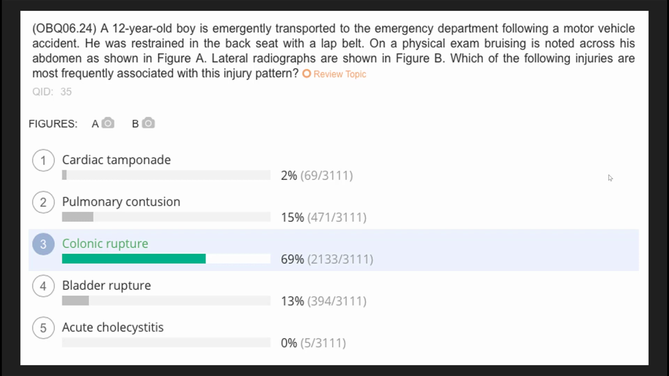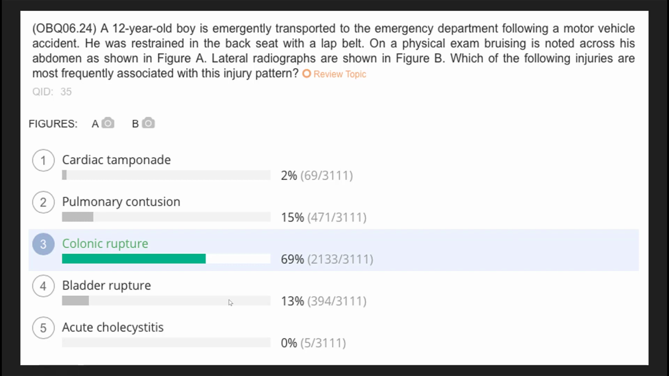Right. So going back to this question, you really want to worry about some sort of abdominal visceral injury, like a colonic rupture. Cardiac tamponade is not likely in this scenario. It's a little too high up. Pulmonary contusion, I guess it could happen, but it's not as likely. More likely for a thoracic fracture. Bladder rupture is not as likely as a colonic rupture. And acute cholecystitis wouldn't be caused by trauma like this. But five people said cholecystitis. Right.